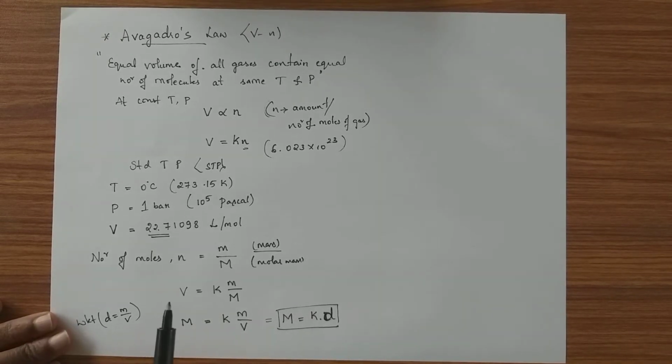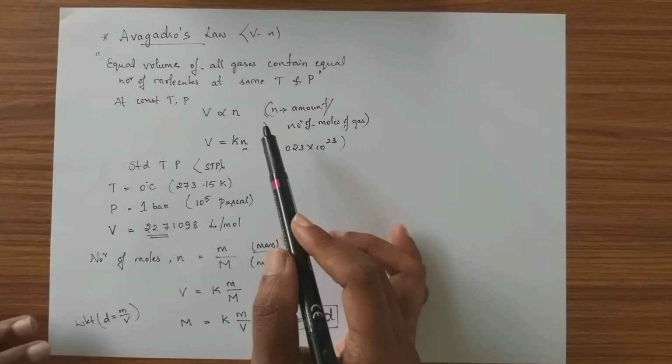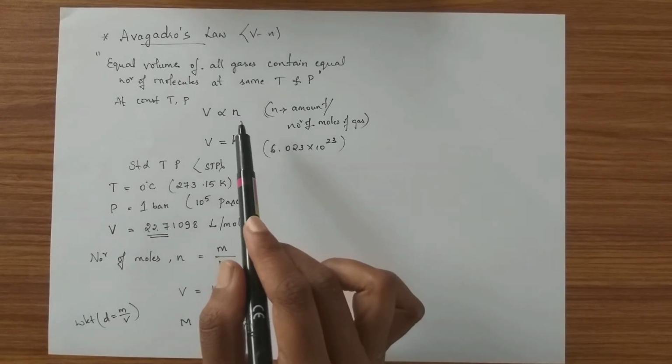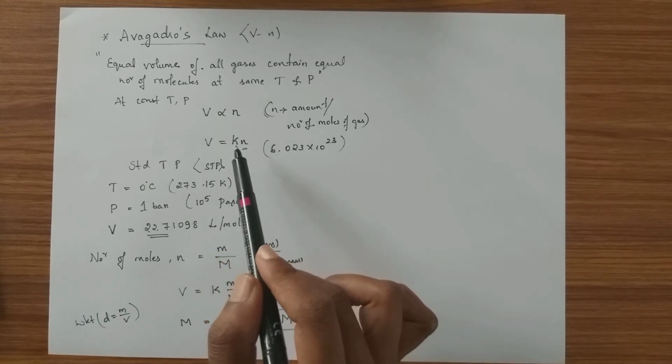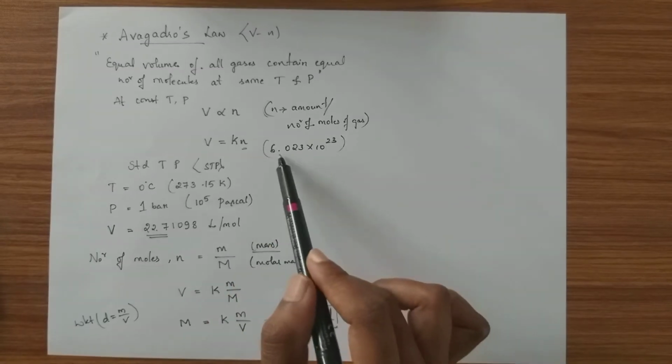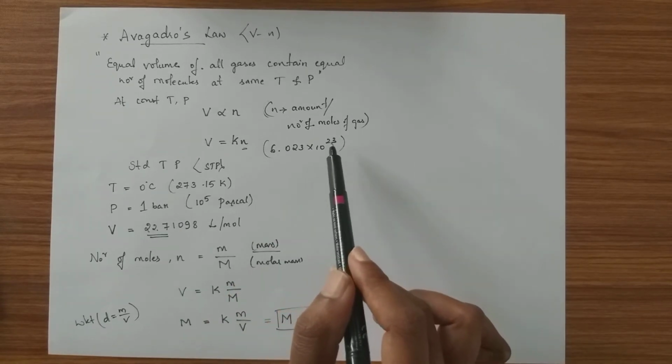Clear? So once again I will repeat. Volume is directly proportional to the number of moles. To remove the proportionality symbol we add K, the proportionality constant, which is nothing but the Avogadro constant. It has a value of 6.023 into 10 to the power 23.